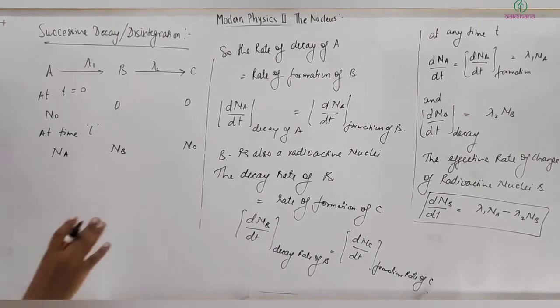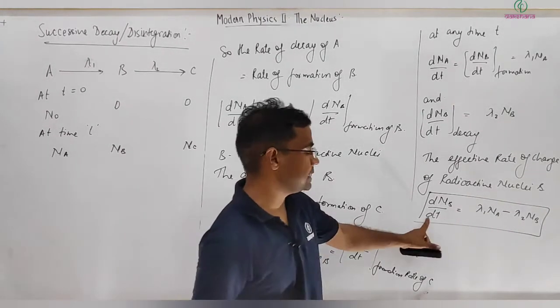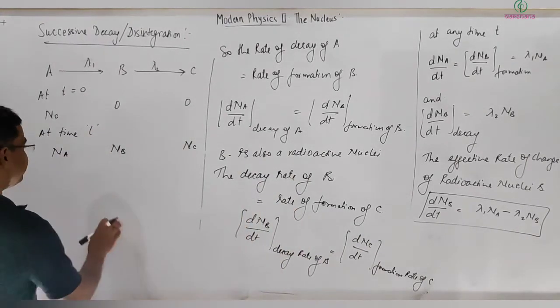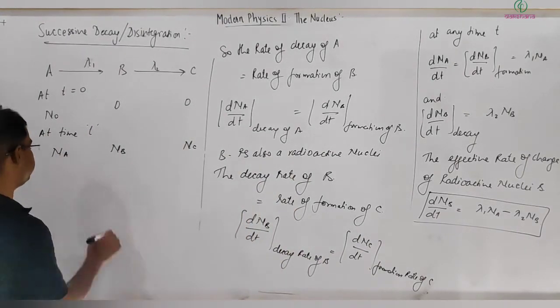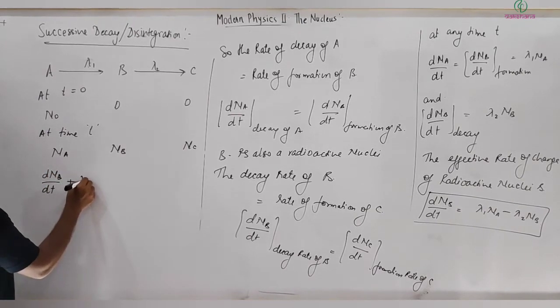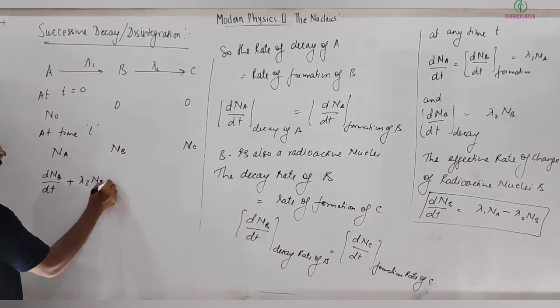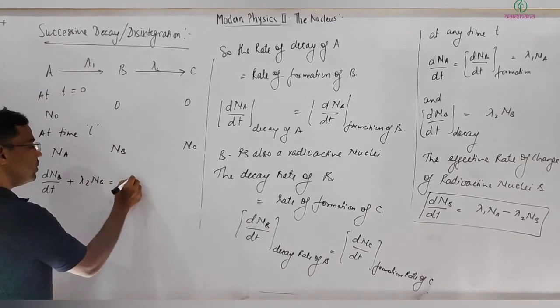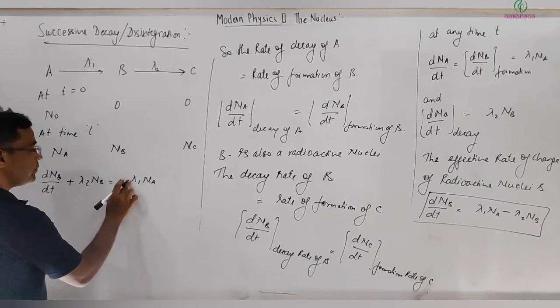Okay, so next we need to simplify this relation. How to simplify this relation, I think you are familiar with that. Here I will write dNB by dt plus lambda 2 NB, bringing both terms to this side, and this is equal to lambda 1 into NA.